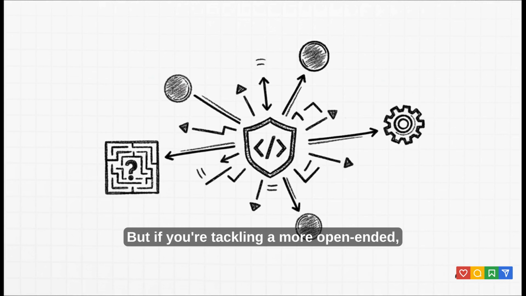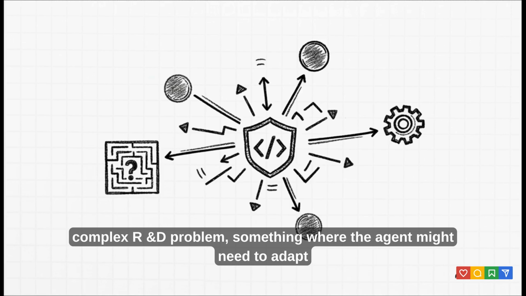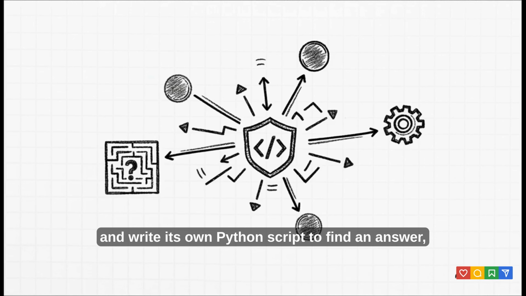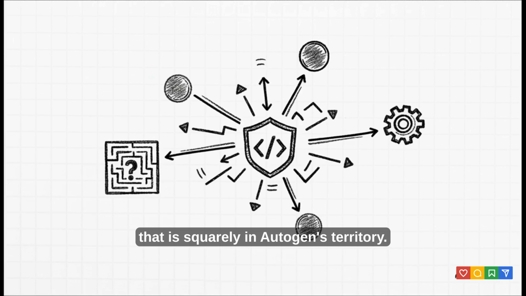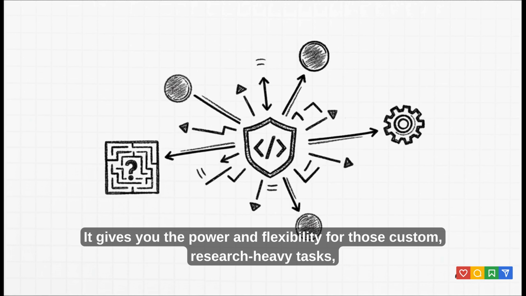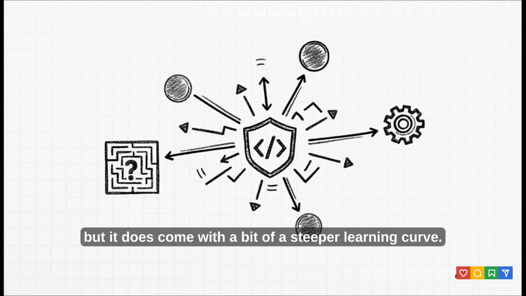But if you're tackling a more open-ended, complex R&D problem, something where the agent might need to adapt and write its own Python script to find an answer, that is squarely in AutoGen's territory. It gives you the power and flexibility for those custom, research-heavy tasks, but it does come with a bit of a steeper learning curve.